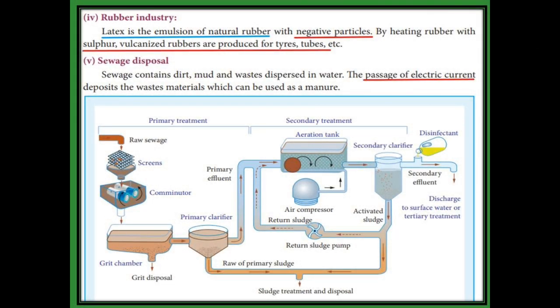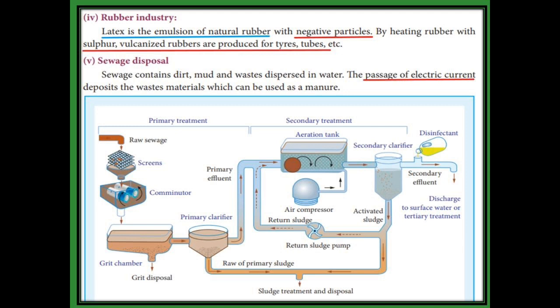In rubber industry, latex is an emulsion of natural rubber. It contains negative particles. That latex is heated with sulfur, and we get vulcanized rubber. That vulcanized rubber is used for producing tires and tubes.